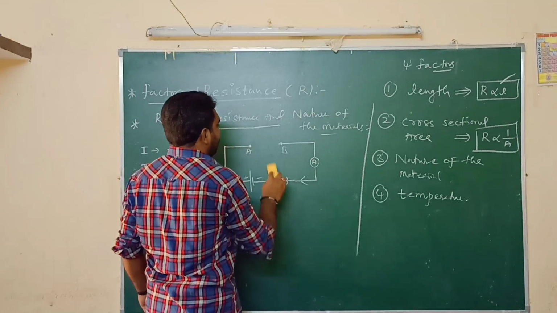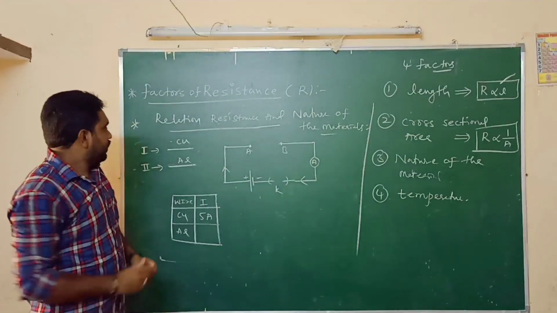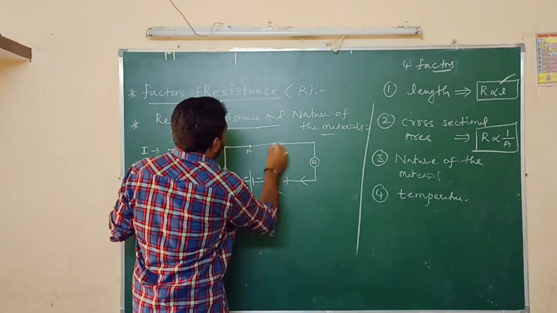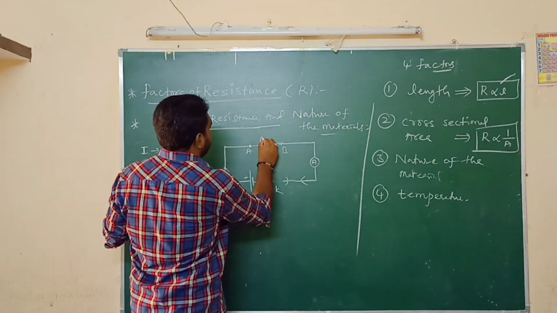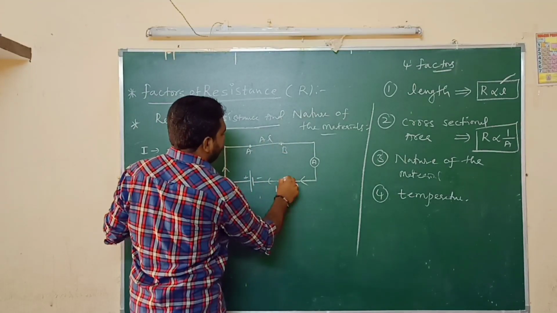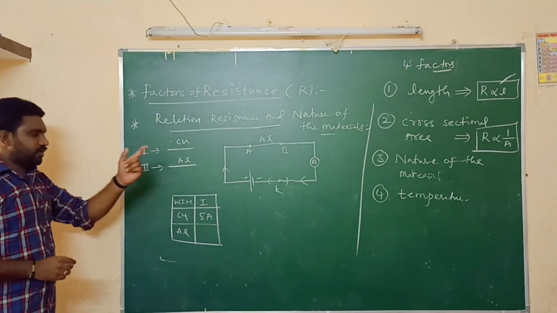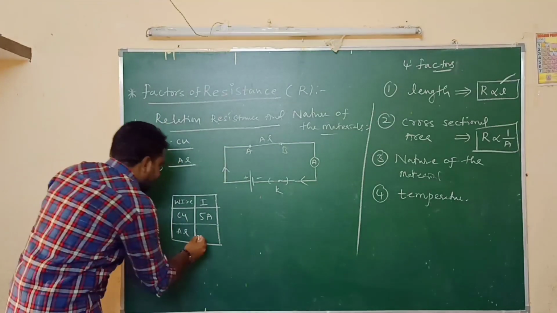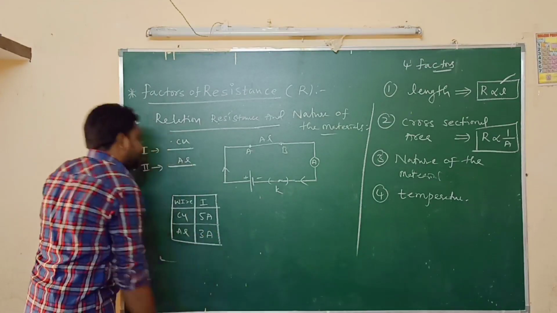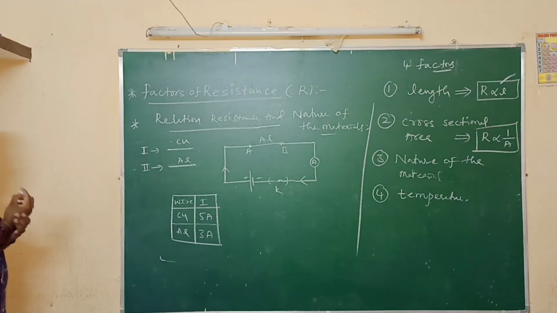Before that, open the key, and we have to place aluminium wire in place of copper wire, and close the key. After a few seconds, again note down the reading of current from the ammeter. So in this case, we are getting 3 amperes.